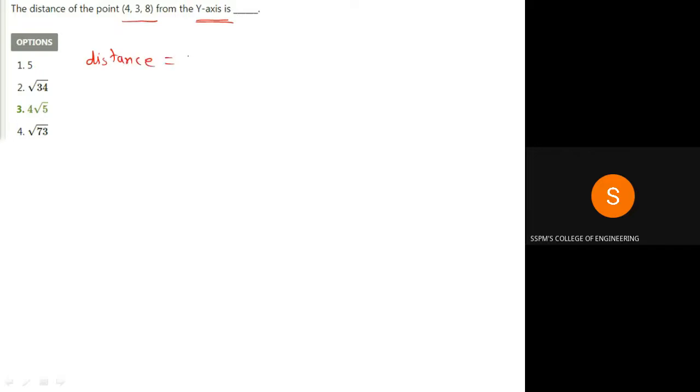So here, how to solve this question? The distance of the point. So what will be the distance? This is the easiest example you can find in this exam. Okay, what is the distance? It is root of x square plus z square. You are asked to find the distance from the y axis, so you will not consider y square here. You will consider y square is equal to 0.